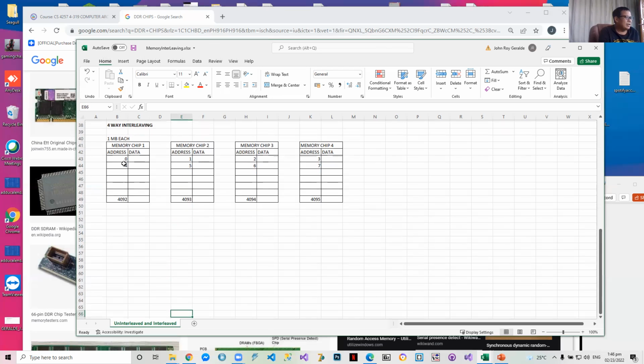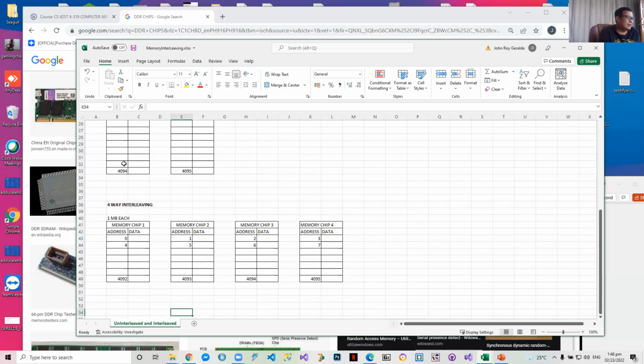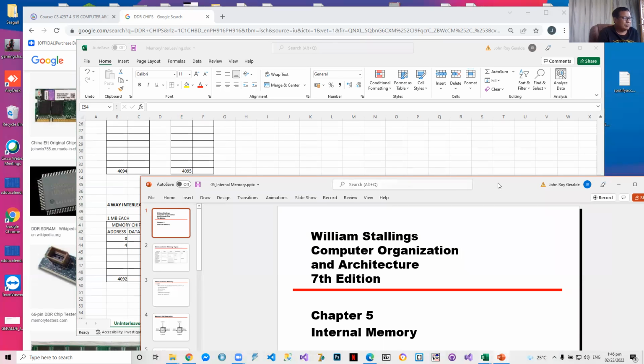Any questions so far? So that's all there is to memory interleaving. I'll try to look for exercises on this, but I don't think it's in the book. There's only a special appendix regarding memory interleaving in the book. Any questions so far?